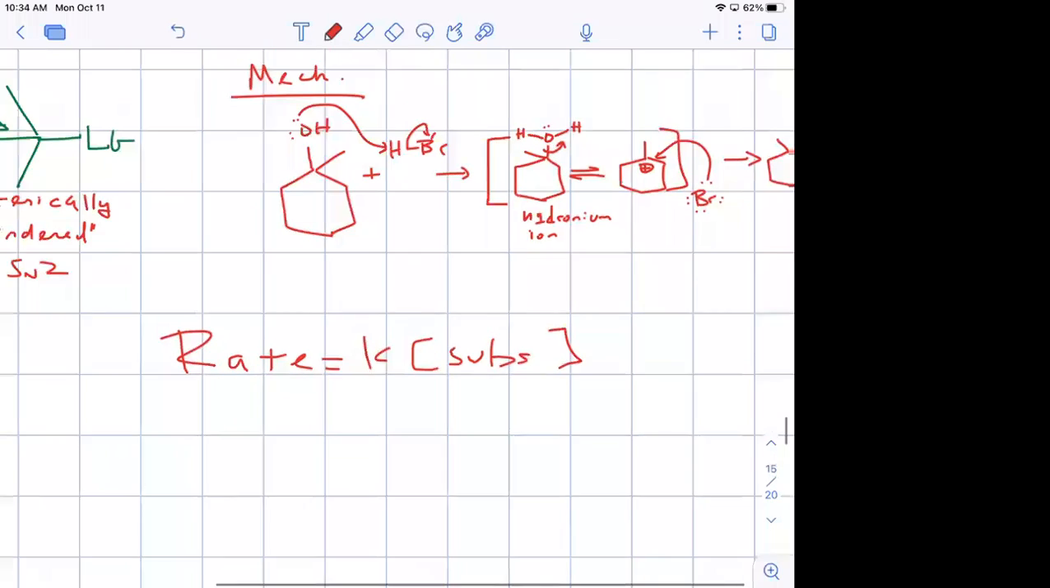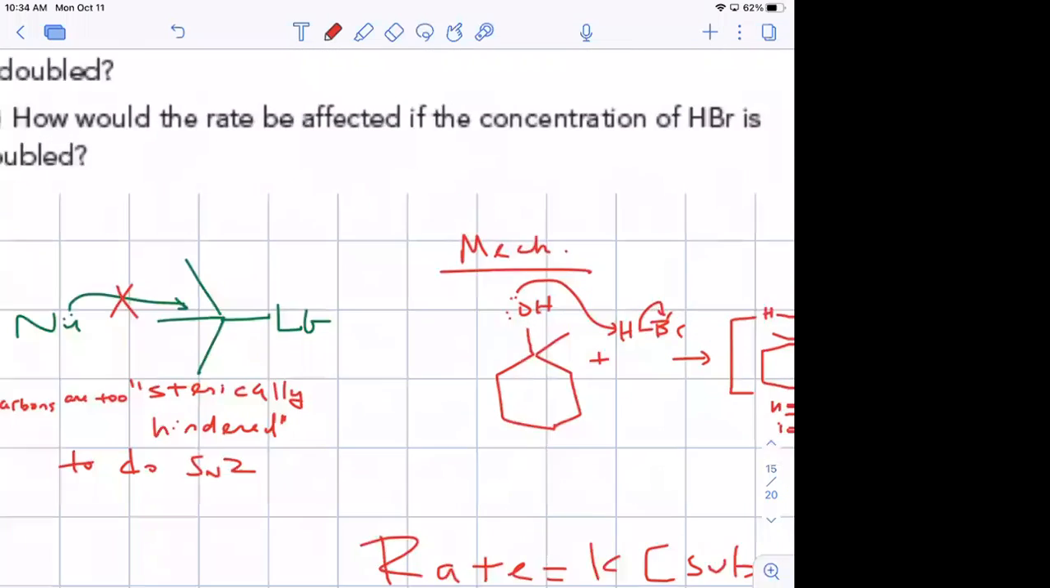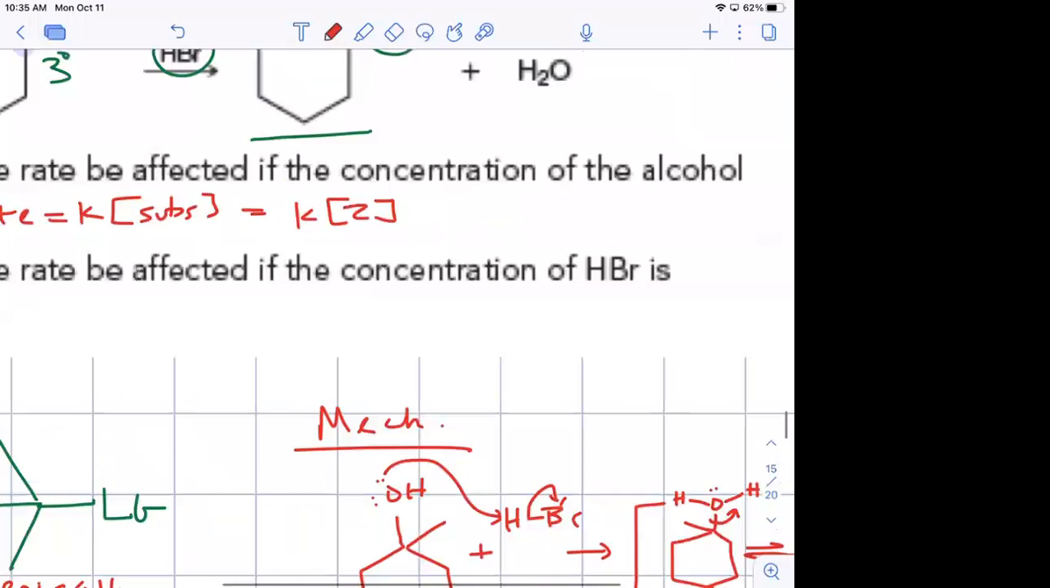So let's answer those questions. How will the rate be affected if the concentration of alcohol is doubled? So we're gonna double the concentration of the substrate. The rate will be doubled. Yes. Right, so it should double.